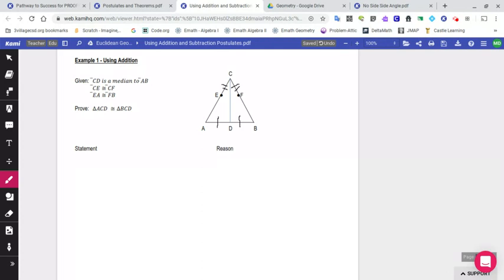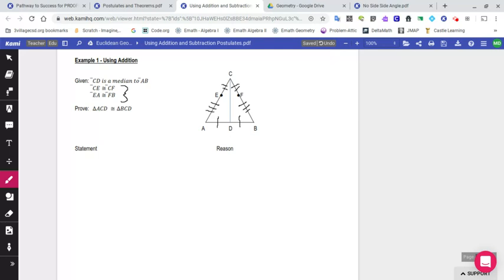I also have EA is congruent to FB. That means this piece is congruent to that piece. Again, not an entire side, but it is part of a side. What I have here are the ingredients for the addition postulate. I've got two sets of equal quantities. If I add one from each, their sums must be the same. Their sums must be equal.